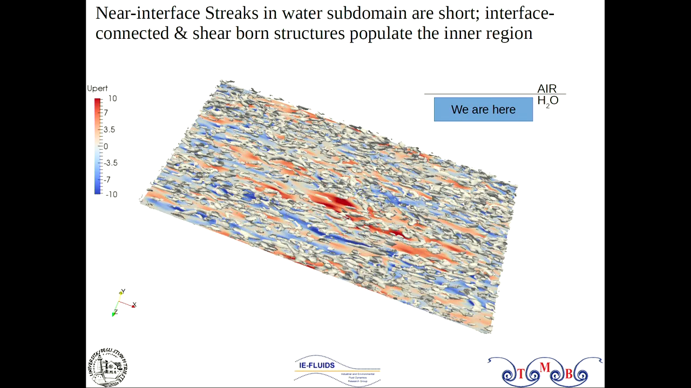Now, when you move on to study how this increased mixing at the interface on the water side affects the structures, you can do a visualization technique on the water side, close to the interface, and you find that the streaks on the water side are shorter, and you have interface-connected vortices, and obviously the smaller vortices that are born because of the shear interaction of the fluid itself.